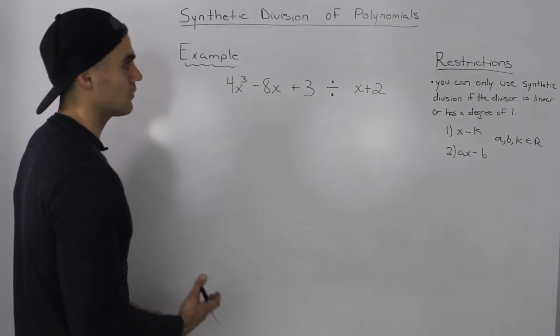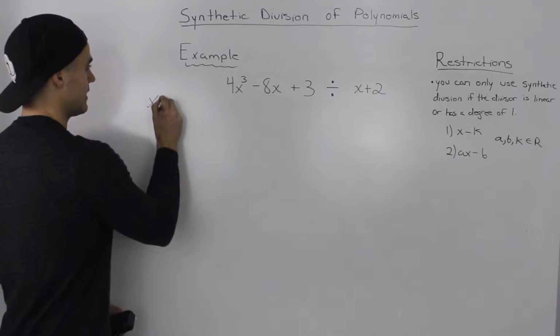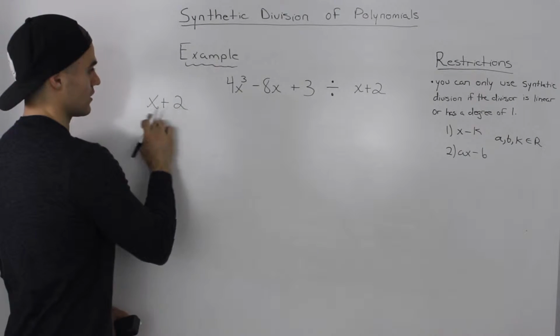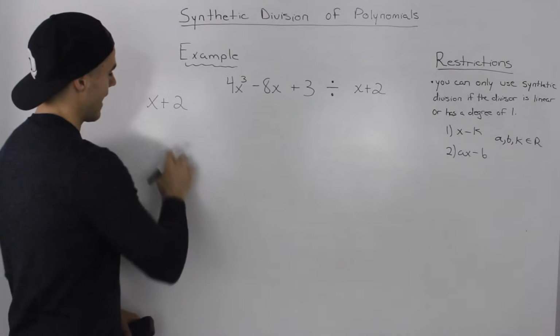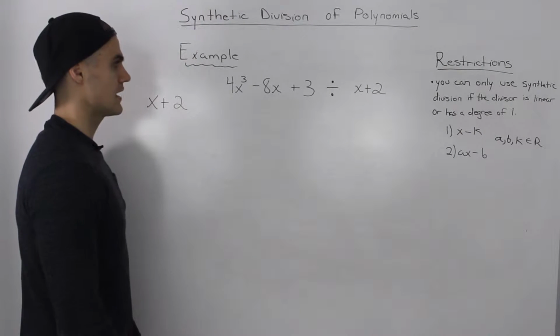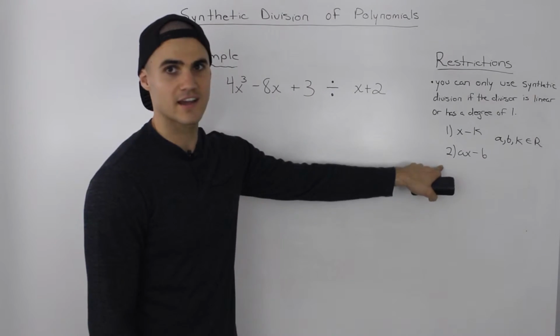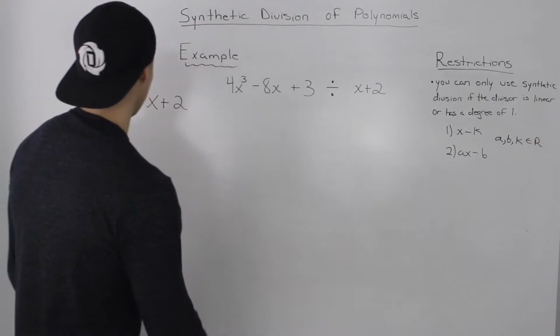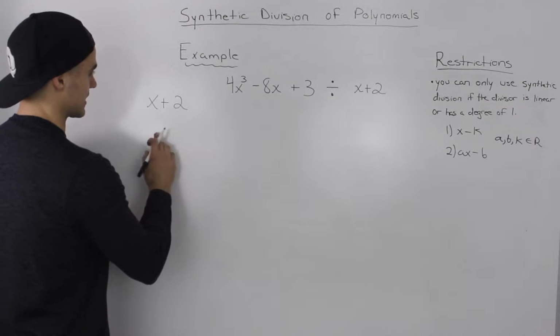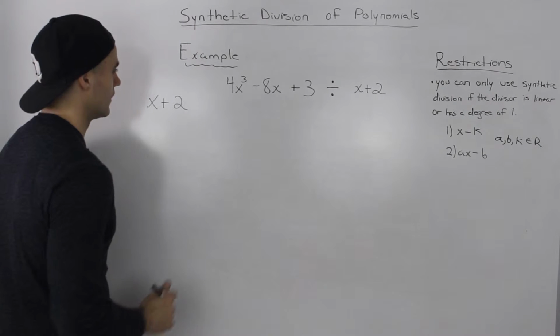So the first thing you always check with synthetic division is, is the divisor linear? And it is linear. X plus 2 is a line, has a degree of 1. Next thing we check is, does it take the form of x minus k or ax minus b? Well, if you notice, it doesn't take the form of x minus k. It's x plus a number.